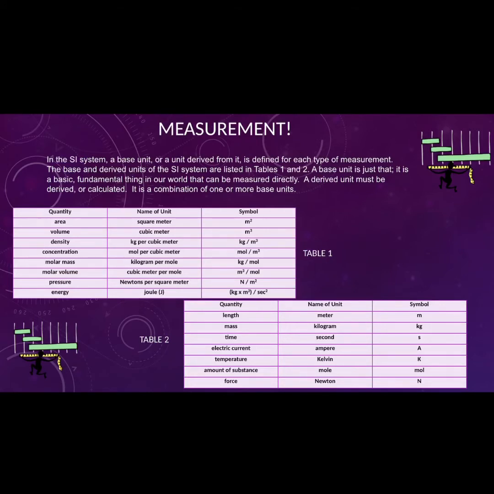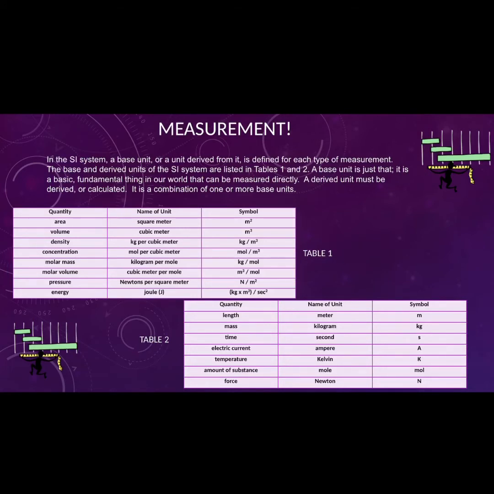So you should be filling in the notes as we go. So number 1 was the International System of Units, or SI system, was established in 1960. It's a revision and extension of the metric system. A base unit is something that can be measured directly, but a derived unit must be derived or calculated. So a derived unit usually has a prefix like milli, centi, kilo, anything like that.